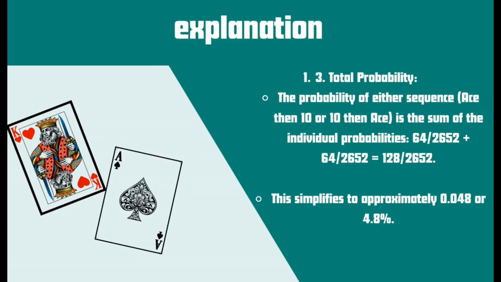Now, let us count the total probability. The probability for either sequence to happen is the sum of the individual probabilities, which is 64 out of 2652 plus again 64 out of 2652, which results in 128 out of 2652. This simplifies the probability to be approximately 0.048 or 4.8%.